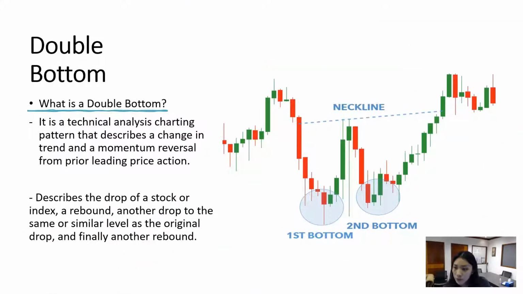Okay, next for double bottom. So what is a double bottom? Double bottom is the opposite of double top. But the shape of a double bottom would be a W. You can see it as a W. It's the shape of a W.